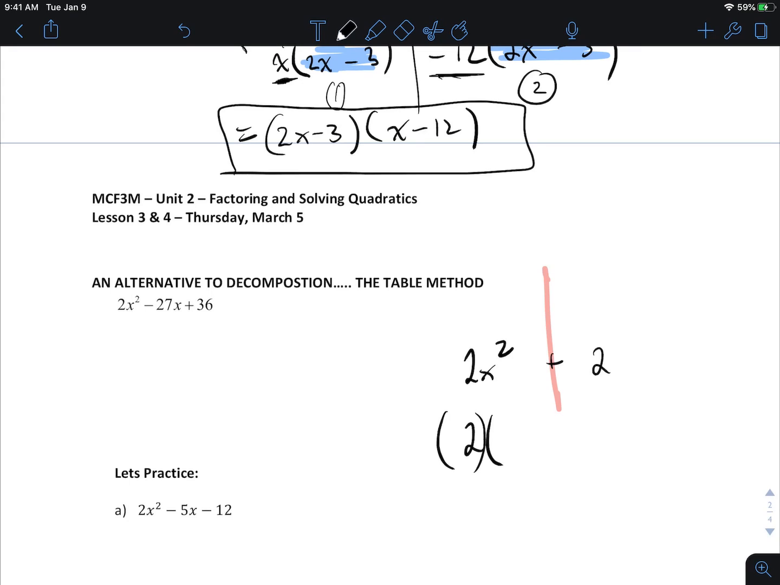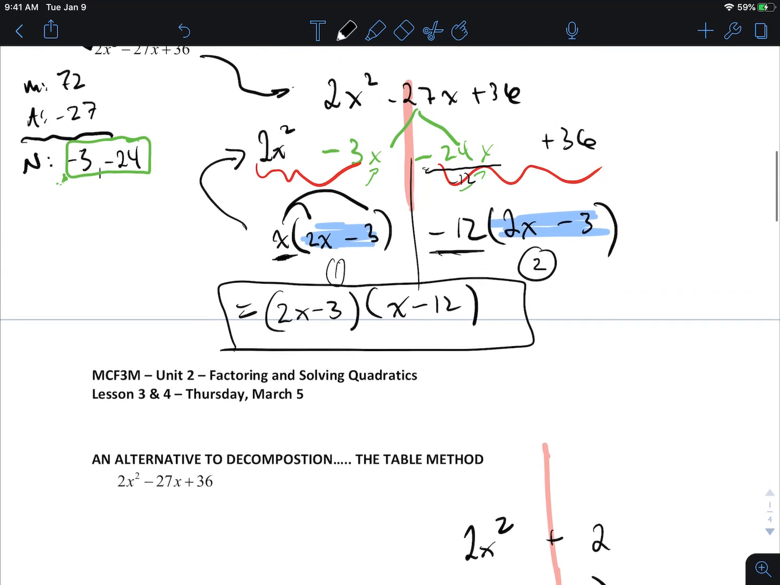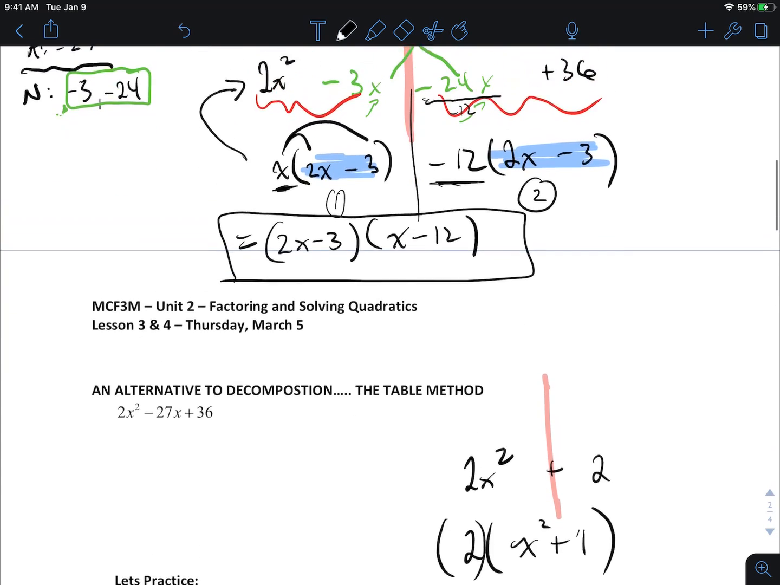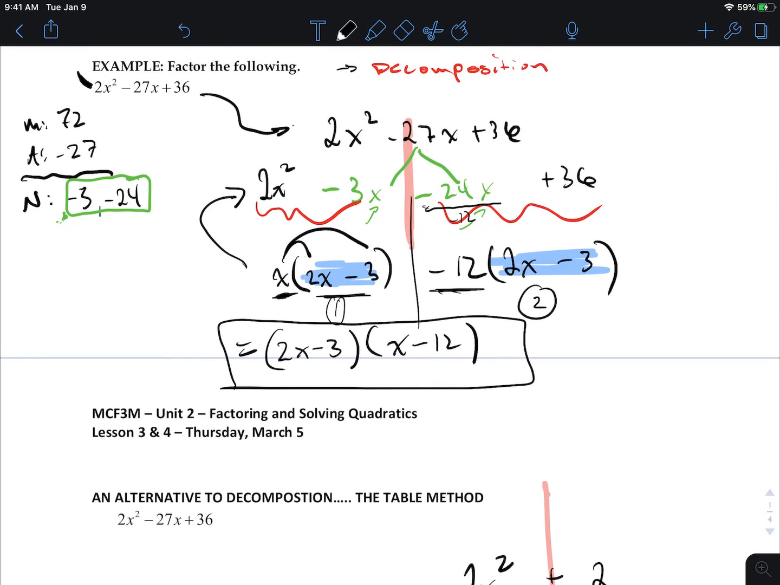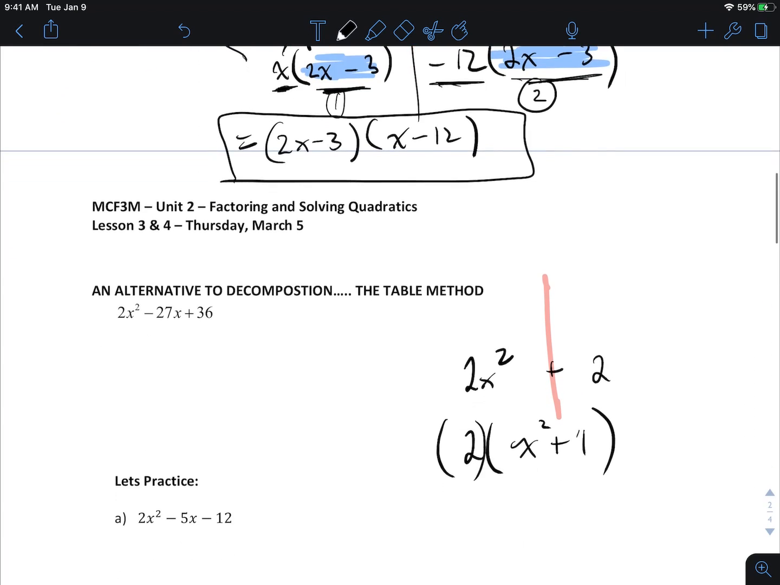So this is like the same thing. It's a 2 out front because that's what I took out, and then I write what's left: x plus 1. Same thing up here. It's just this time it's not a number, it's an expression. So I have it in both pieces, I'm going to take it out of both, write it out front, and then ask what's left after I take it out. x minus 12. That's how that comes out to be.